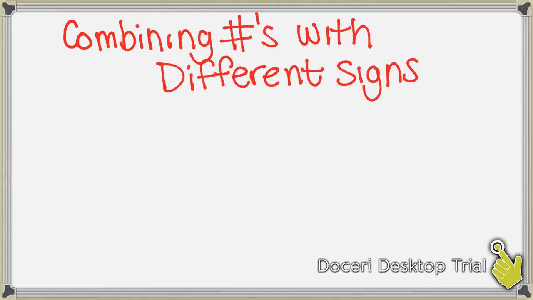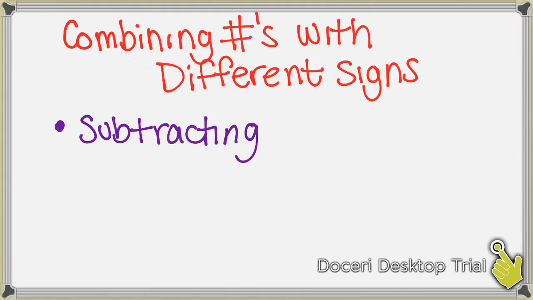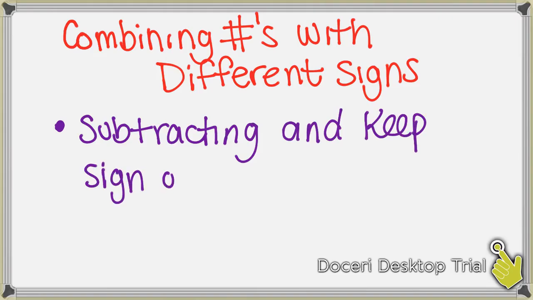Again, I'm using the word combining. I'm not saying adding and subtracting because I don't want you guys to get confused when you see a plus sign versus a minus sign. I want you to just follow these rules. So when you have two numbers with different signs and you're combining them, what you're really going to be doing is subtracting them, and then keeping the sign of the bigger number. And when I say bigger number, I really mean bigger absolute value.